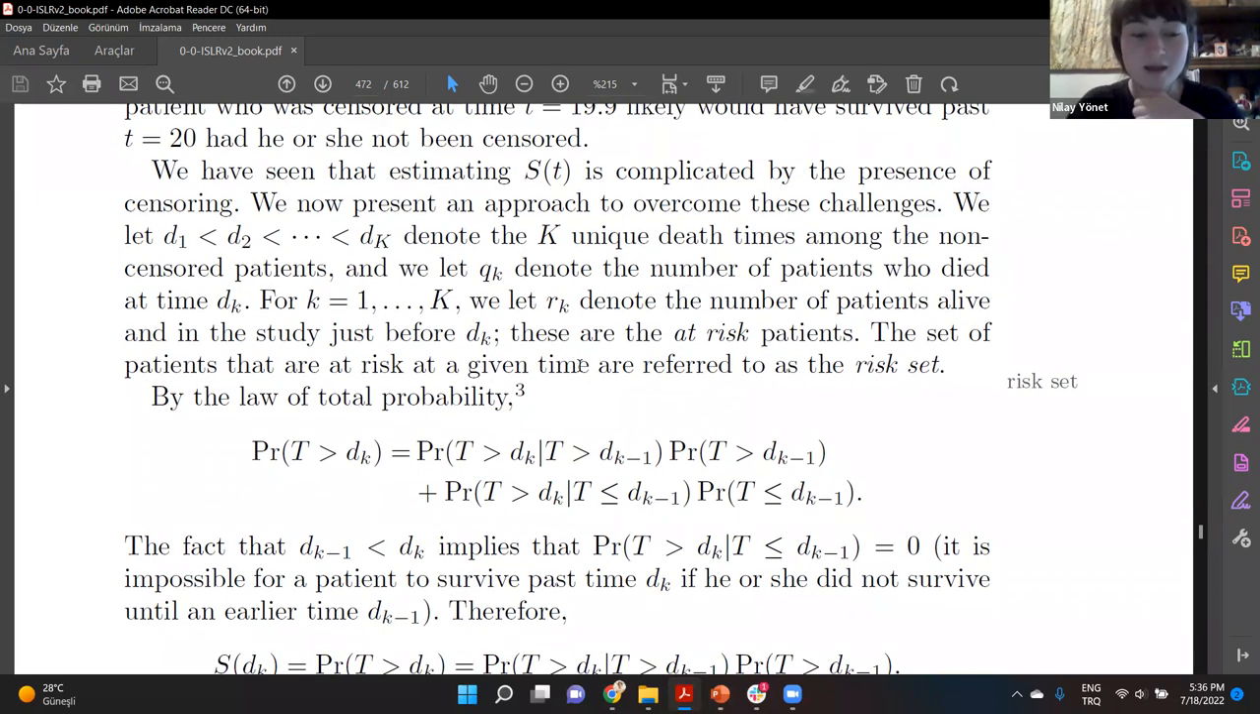So RK is also called the risk patients or risk set, because since it is just before DK, just before a moment when death happens, these are risk patients. So some of them will die, so they are the risk set.